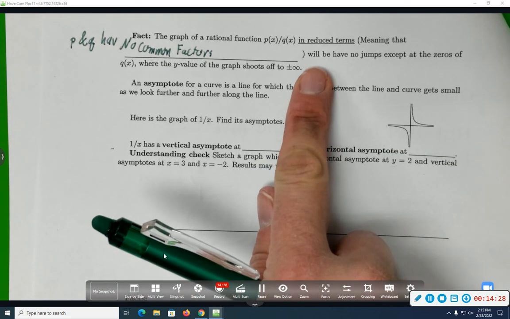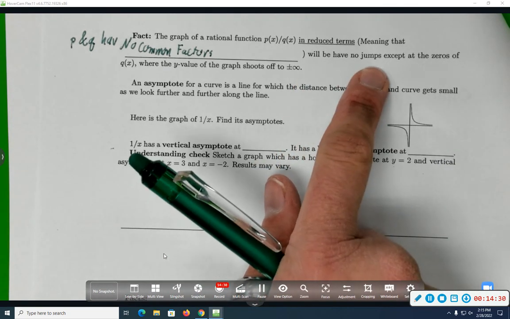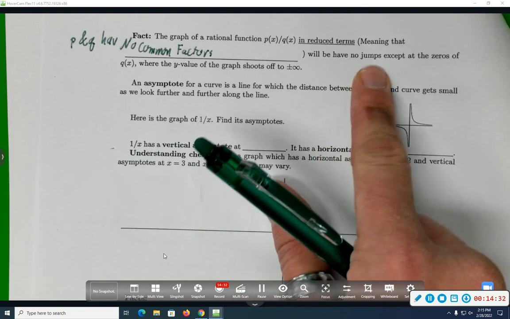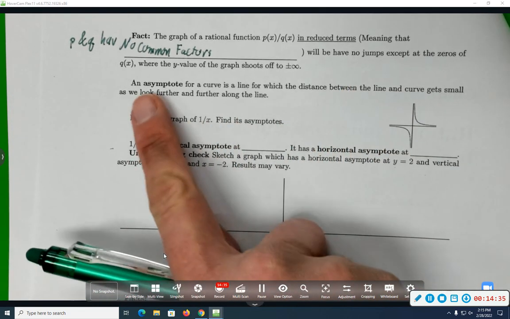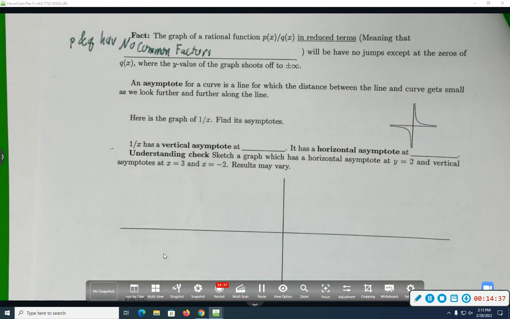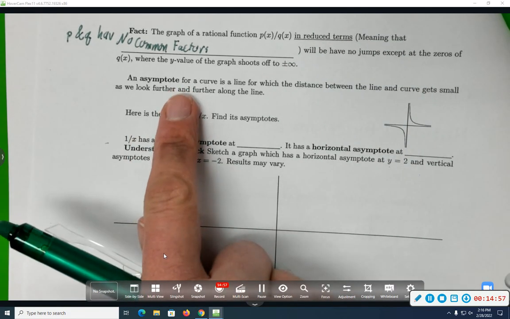Such a rational function will have no jumps, no breaks in its graph, except at the zeros of the denominator, where the y values on the graph will shoot up to plus or minus infinity. And that makes sense, I think. If you're dividing by something that's really close to 0, the end result should be something that's really big. That's all that's saying. If you divide by something that's close to 0, the end result is big.